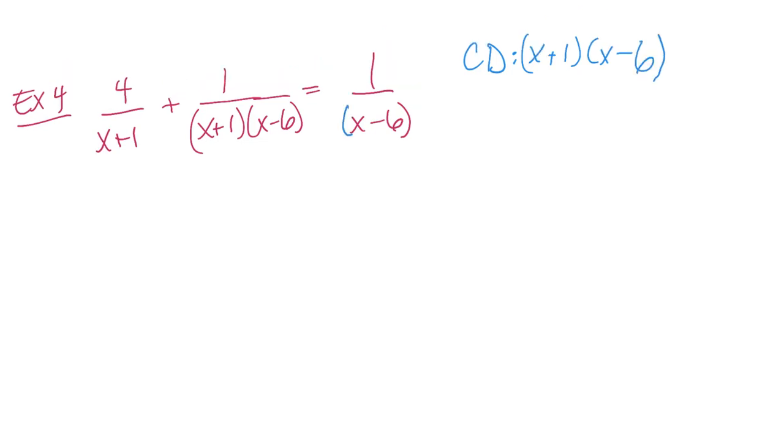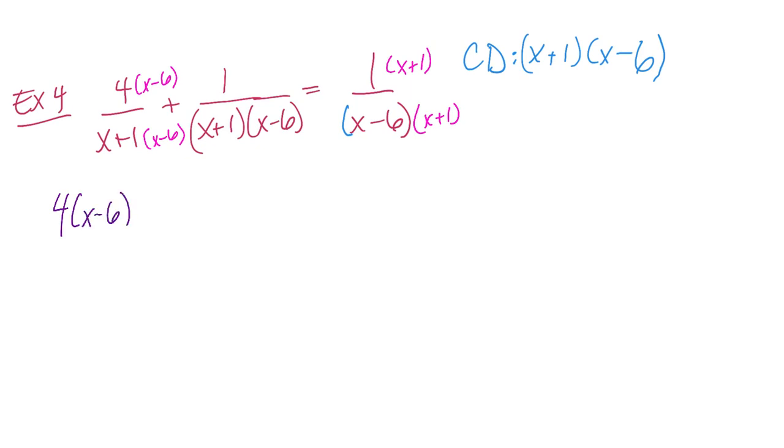So (x plus 1)(x minus 6) is your common denominator. And we need to figure out what each set of fractions is missing. The first one is missing x minus 6, top and bottom. Second one isn't missing anything. And the last one is missing x plus 1, top and bottom. All right, so let's write out what we have.